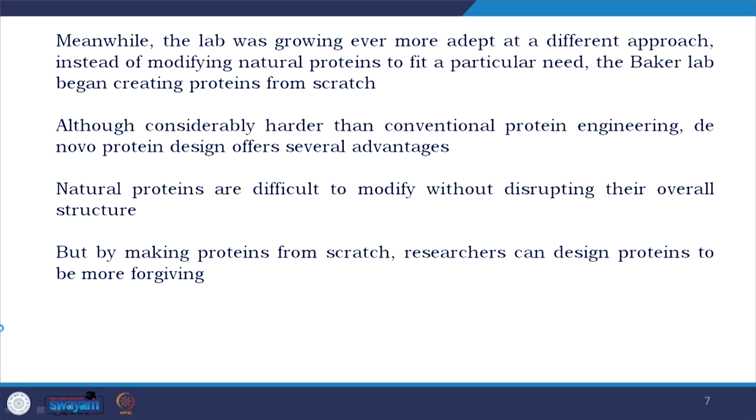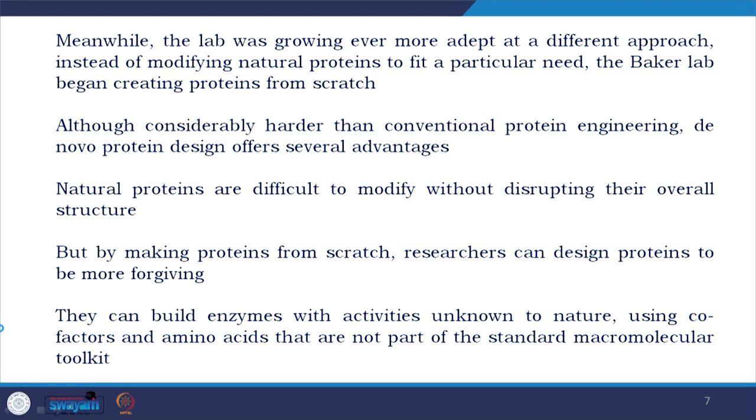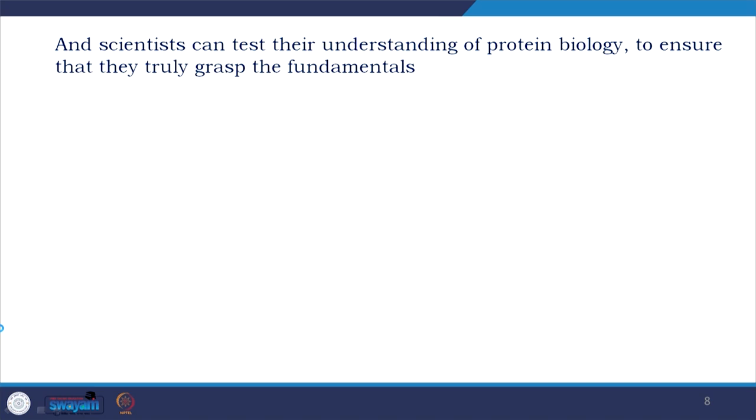But if you consider making a protein from scratch, the researchers can design protein to be more forgiving. There are better chances because what you are making is not optimized by someone. So, researchers could build enzymes with activities unknown to nature using cofactors, amino acids that are not part of the standard macromolecular toolkit. You could expand your toolkit, and that's where the core of success of de novo protein designing lies. And scientists can test their understanding of protein biology to ensure that they truly grasp the fundamentals.